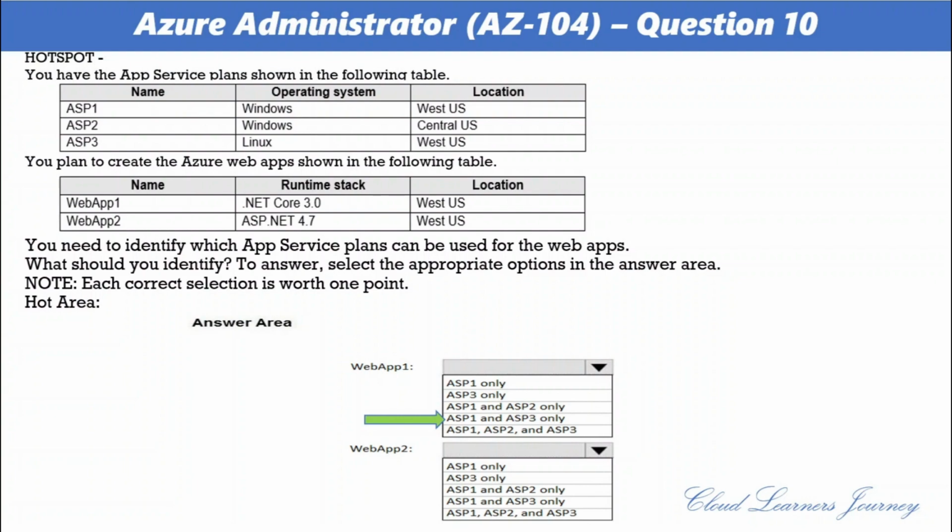In the answer area for the second one, Web App 2, the correct option is ASP1 only. A web app can only be created in an app service plan in the same region and resource group. For ASP.NET, it can only be created with the Windows app service plan of ASP1.